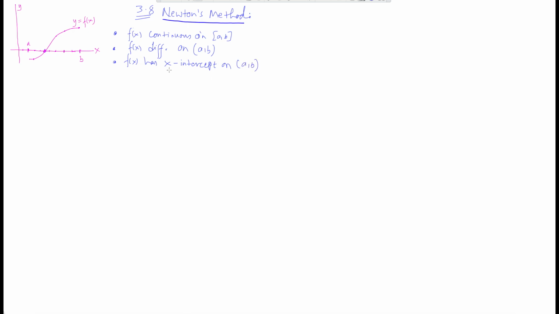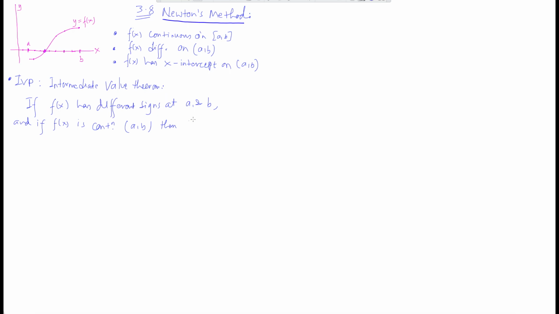Okay, how do I know whether f(x) has an x-intercept on the interval [a, b]? The method is called the intermediate value theorem, right? Do you remember the intermediate value theorem? The intermediate value theorem says that if f(x) has a different sign at a and b, and if f(x) is continuous on the interval [a, b], then there must be a point x equals c in [a, b] where f(x) equals 0.